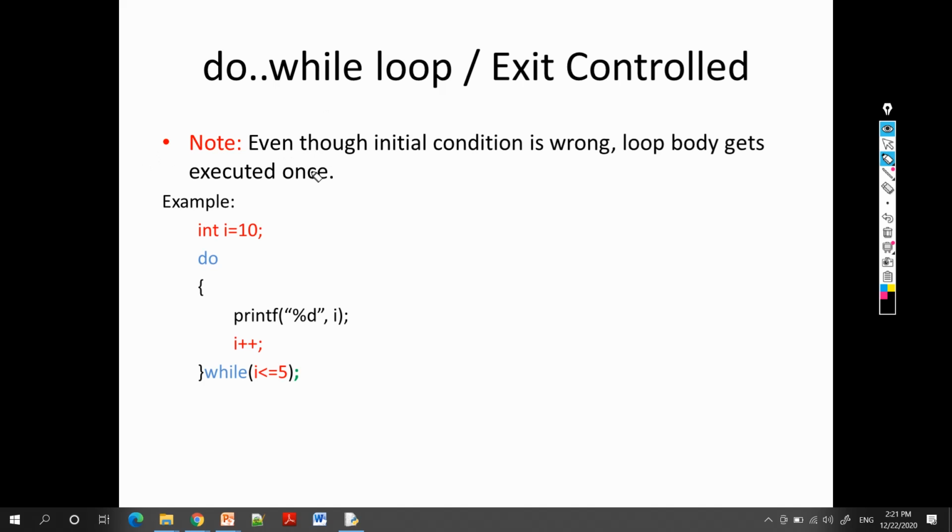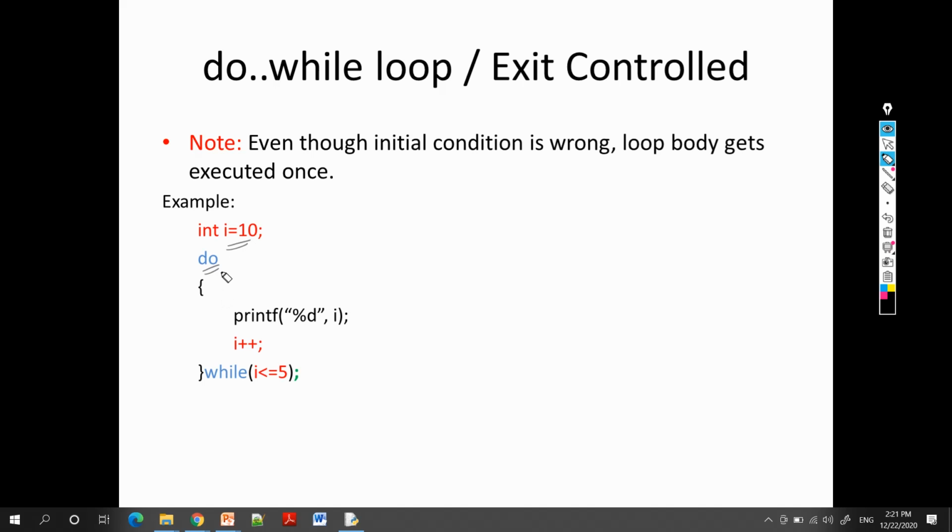And since this is an exit controlled loop, there is one important thing we need to note down: due to this exit controlled nature, if the initial condition is wrong, the initial condition meaning what follows your initialization, even then your body gets executed once. Let us check the example: I equals 10. What is your condition? I less than or equal to 5. Now if the value of I is 10, you write 10 less than or equal to 5. So this condition is false. Initially this condition is false, so the body should not be executed. But this will not happen over here.